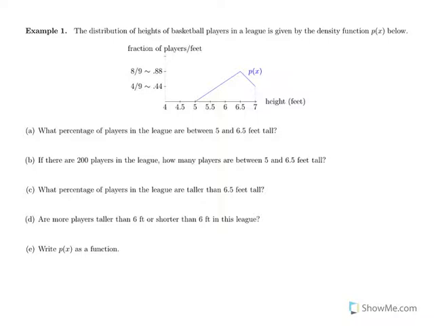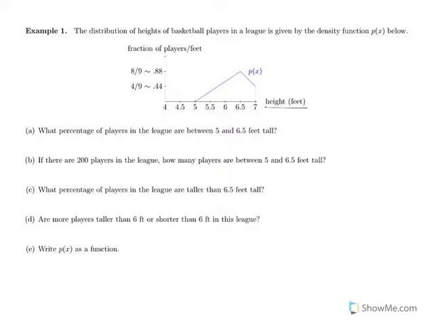First of all, on the x-axis, we're going to have our height given in feet. So we have heights of 4 feet, 5 feet, 6 feet, 7 feet in between. Because there's nothing in between 4 and 5 feet and anything greater than 7 feet, we know that all basketball players in this league are going to be in between 5 and 7 feet tall.